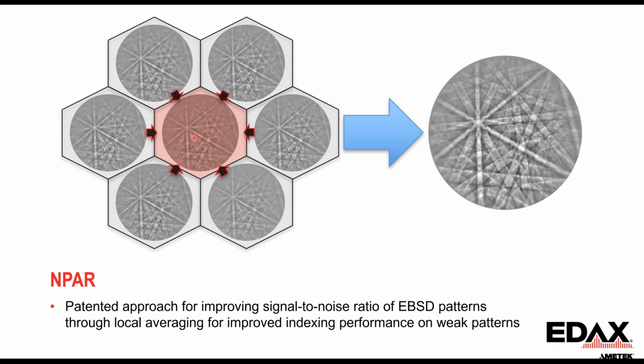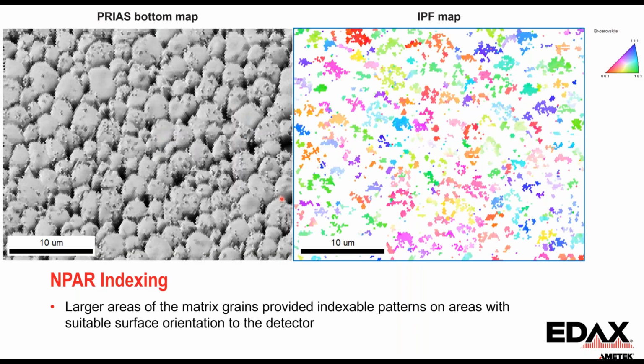So this essentially helps improve the electron dose per pixel by averaging spatially with the adjacent neighbors, and that allows us to improve the signal to noise of the pattern. And so when we have these weak, low dose signals, we can improve the indexing to look something like this. So now our grain structure is better defined in the image, or in the pattern quality map, and we can see now we're measuring more of the grain areas.